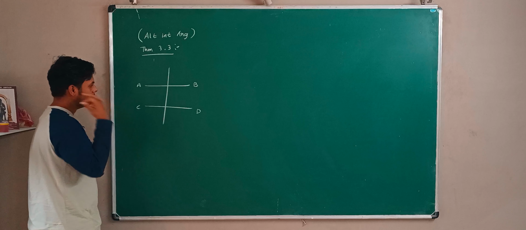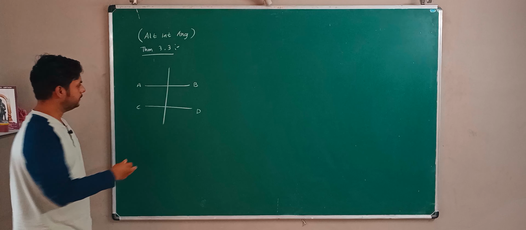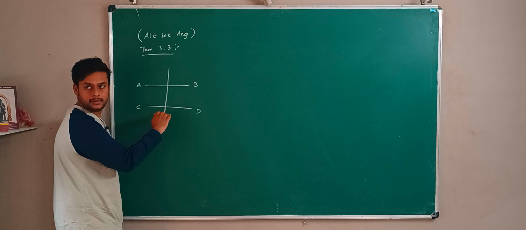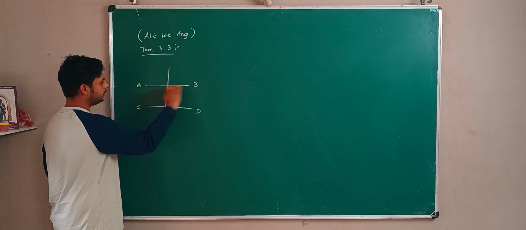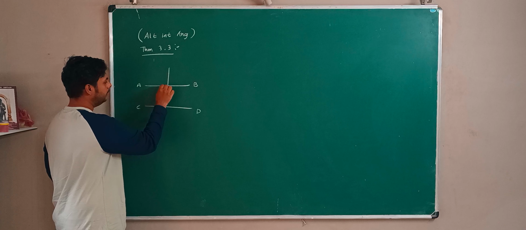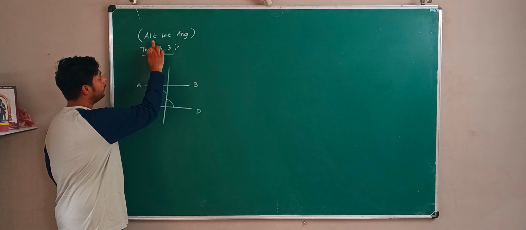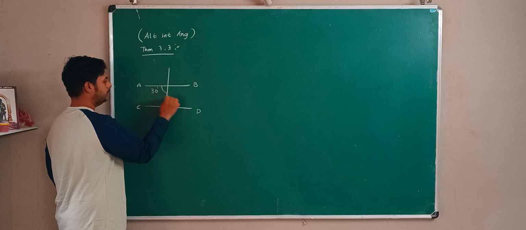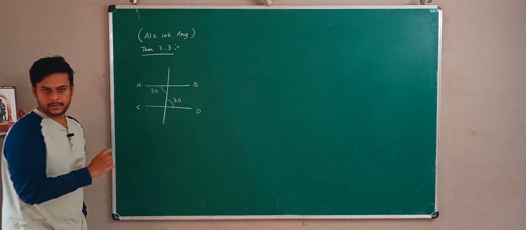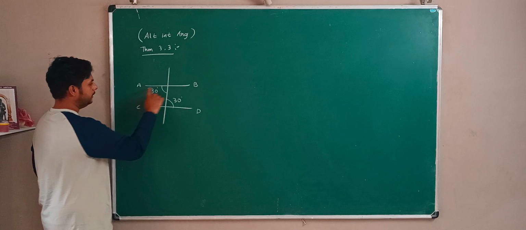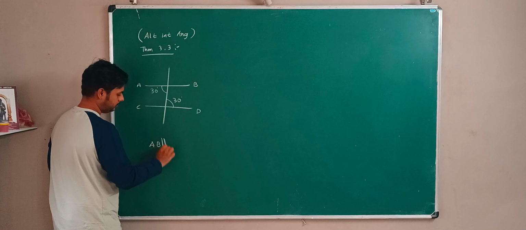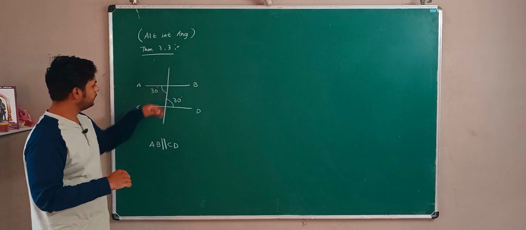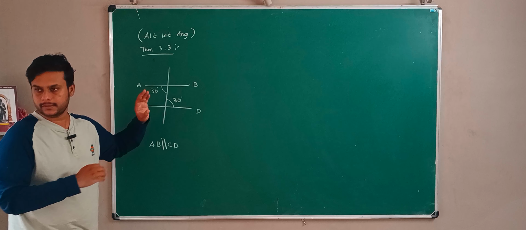Is equal, then the two lines are parallel. Here, if a transversal intersects two lines, alternate interior angles, and if they are equal, that means what? AB is parallel to CD. Understood or no? If I have a transversal which intersects two lines, they are just normal lines first.